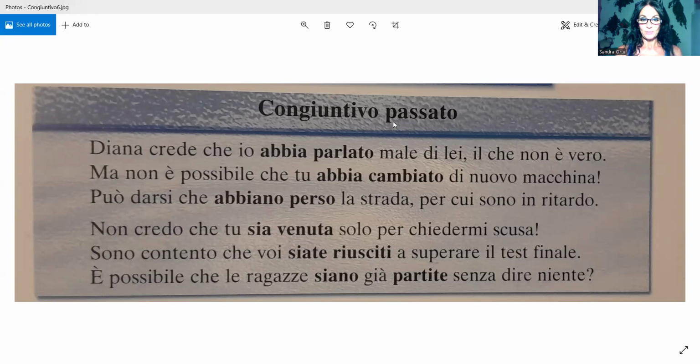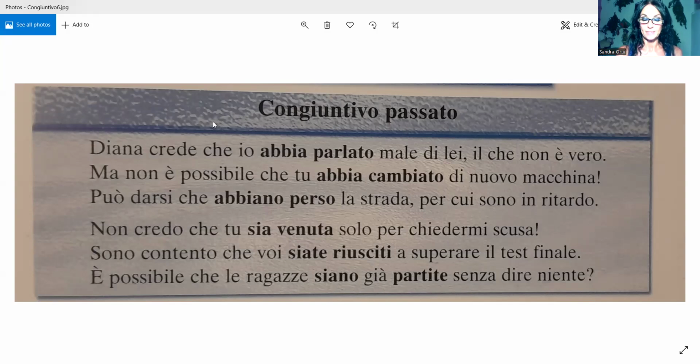Right. So, as we said in the previous video, we saw congiuntivo presente, which comes after certain verbs and expressions and conjunctions. Today we are going to see congiuntivo passato, so when we are talking about an action that happened in the past, obviously.